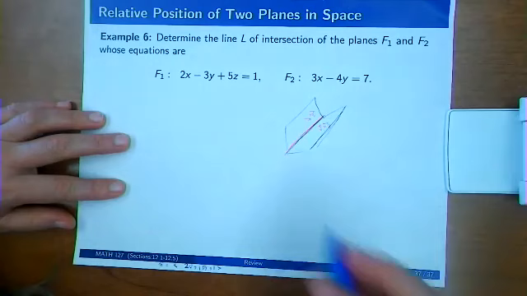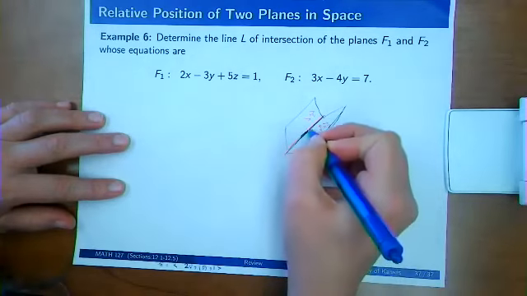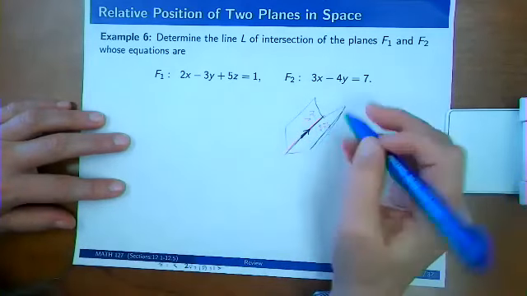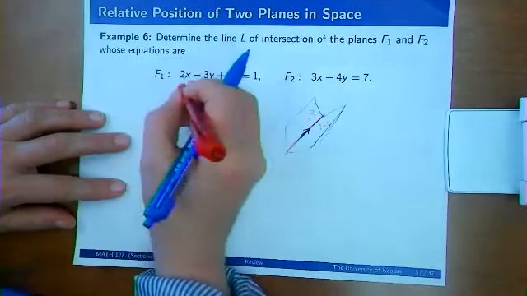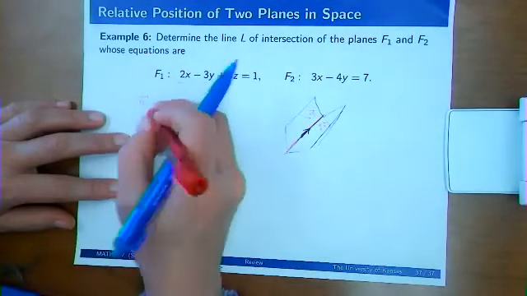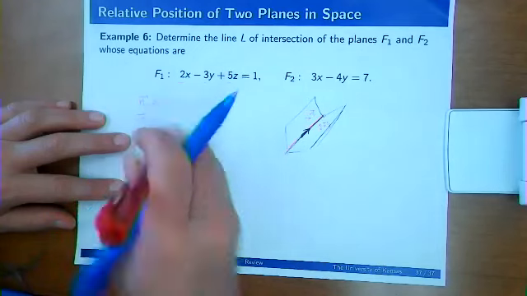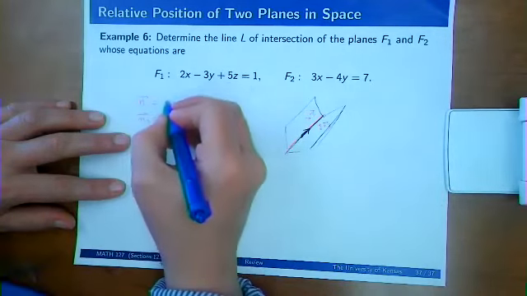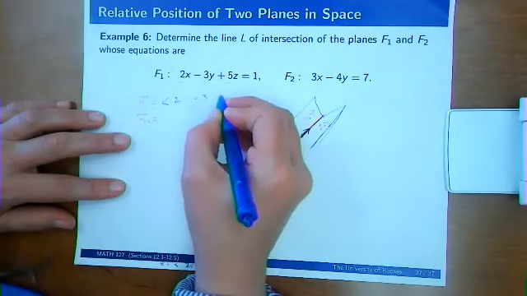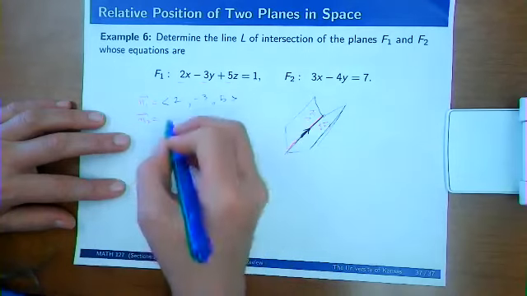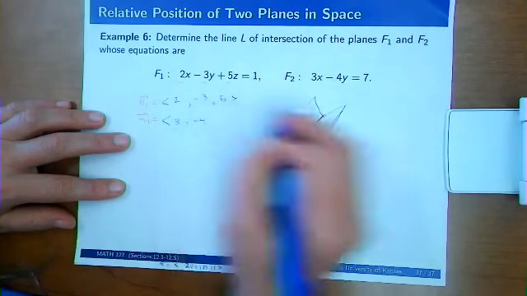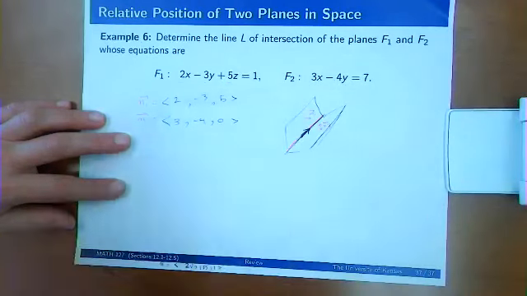So basically, if I want to find the direction vector of the line, I should cross N1 and N2. So let's see what N1 and N2 are. N1 comes from here, and N2 from here. And so N1 is going to be 2, -3, and 5. N2 is 3, -4, and no z, so 0.